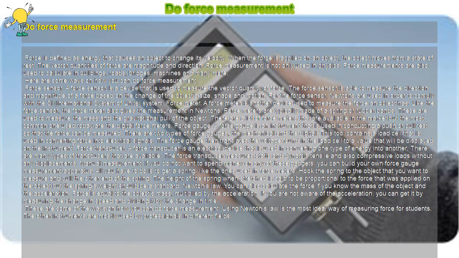Newton's law. You can also calculate the force if you know the mass of the object and the acceleration. Force is equal to the object's mass, multiplied by the acceleration. If you are not aware of the acceleration, you can get it by measuring the change in speed and dividing it by the change in time.